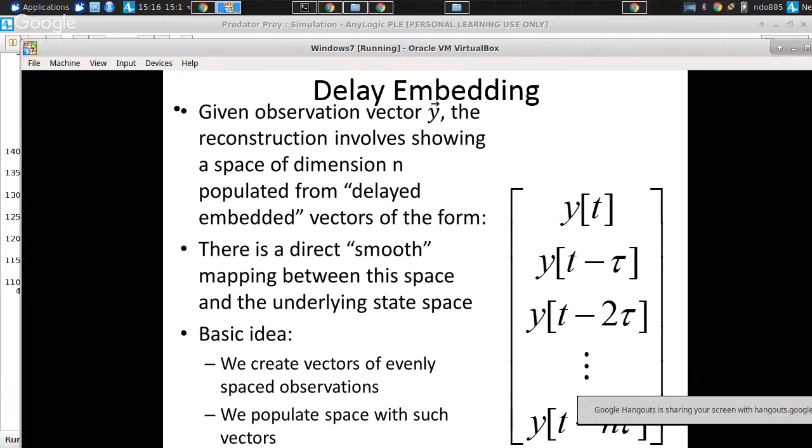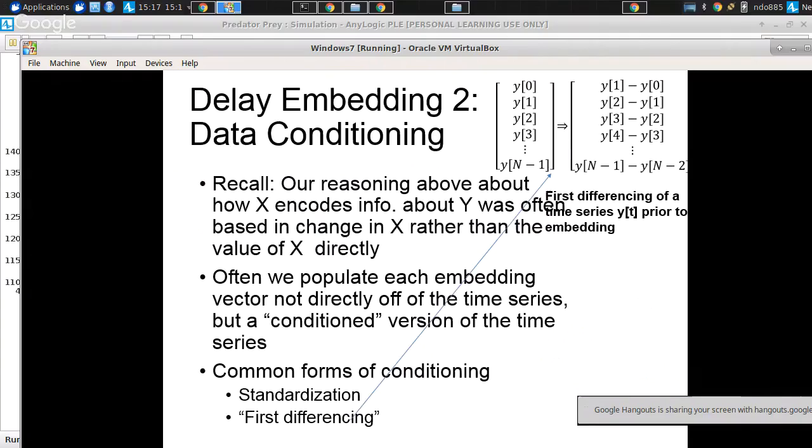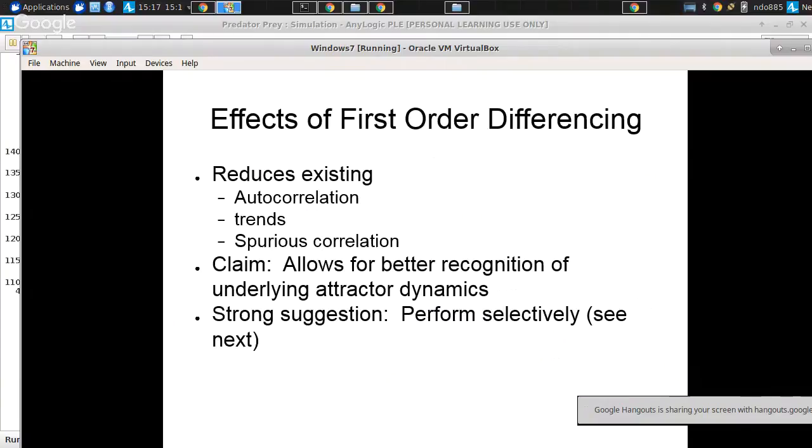And here, through the simple procedure of delay embedding, we can elicit the structure of the system simply by taking a time series, y0, y1, y2, y3, etc., and creating from it a set of vectors of a fixed size, where each of them is reconstructed from successive elements of the original time series. Okay.